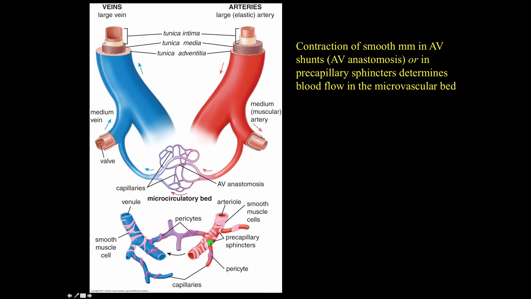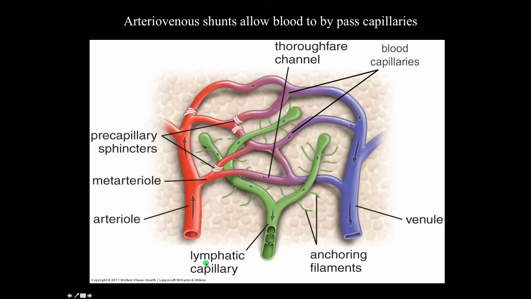Here are some of these precapillary sphincters. So again, you might imagine if you contracted the smooth muscle here, you'd prevent blood from getting into the capillary bed, whereas on the other hand, if this smooth muscle in the precapillary sphincter were not contracted, it might be easier for blood to get into the capillary bed. So the AV shunts can allow blood to bypass the capillaries.